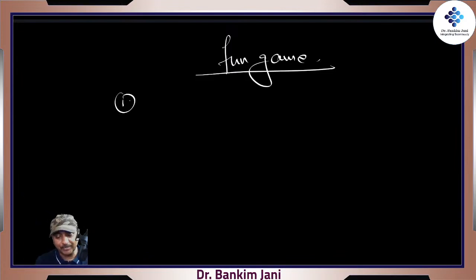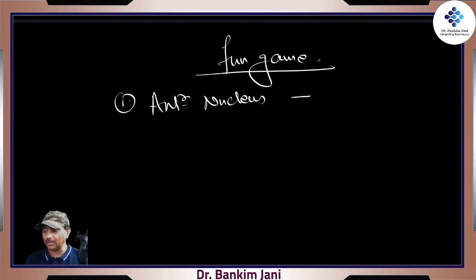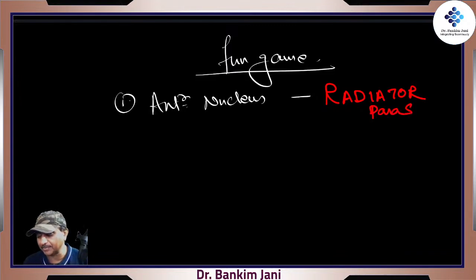Say if I say anterior nucleus, anterior hypothalamic nucleus. Anterior was with what? Radiator, right? So its function is to keep cool. If you just write radiator, that is sufficient. It cools. If it is asked which system it affects, sympathetic or parasympathetic, obviously it has to be parasympathetic.